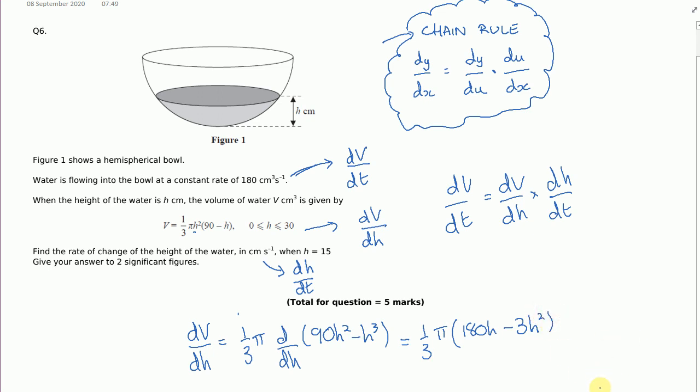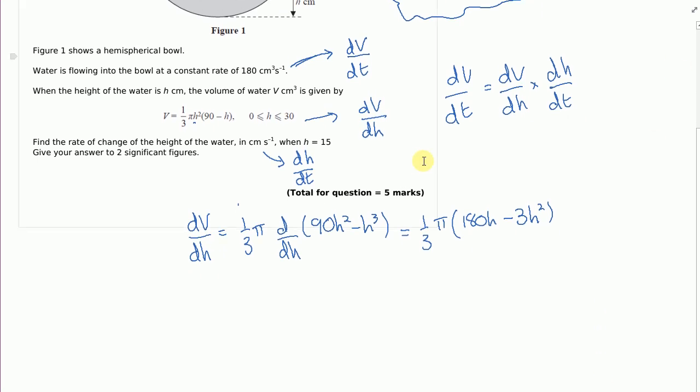So now what we can put in is both sides of my chain rule. We know dV/dt is 180, and that is equal to this dV/dh, 1/3 of pi at 180 times 15, subtract 3 times 15 squared, times dh/dt. So now it's a case of calculating.